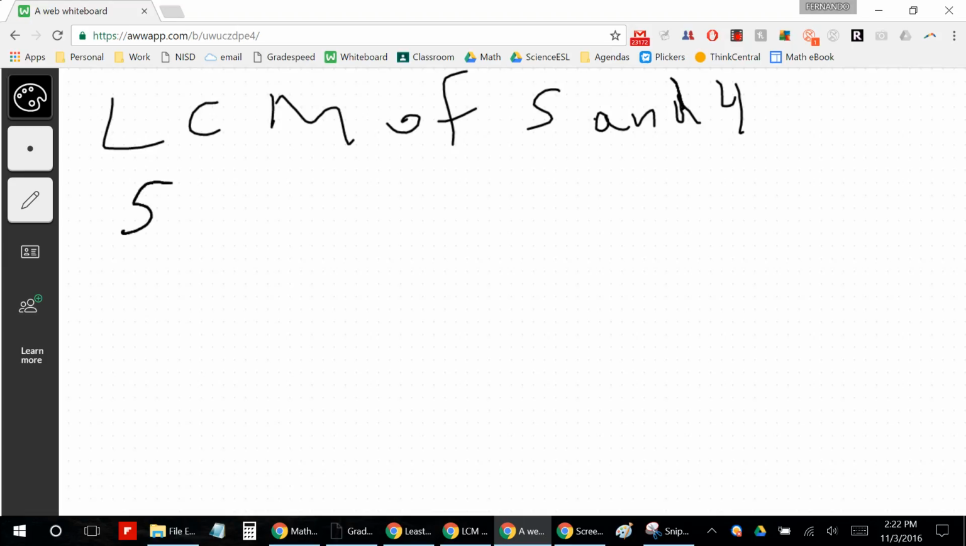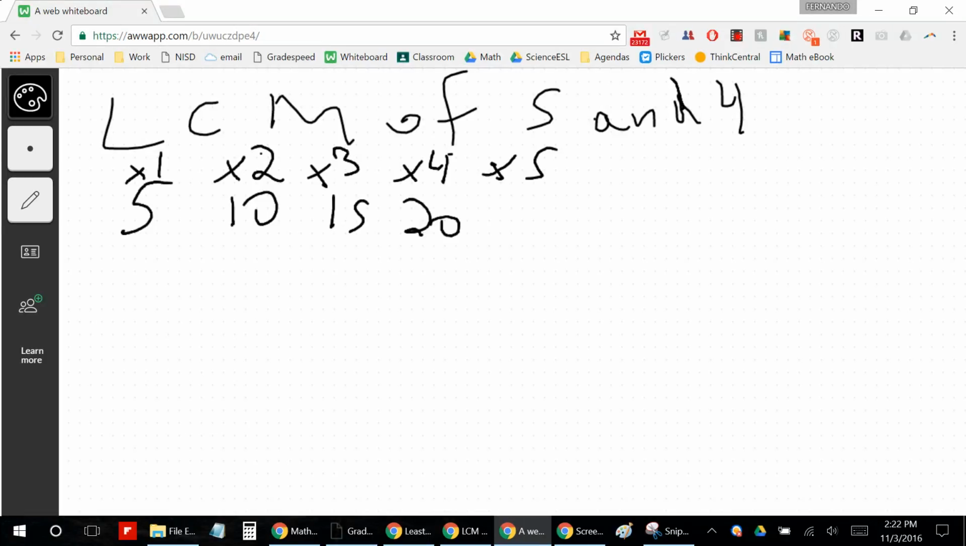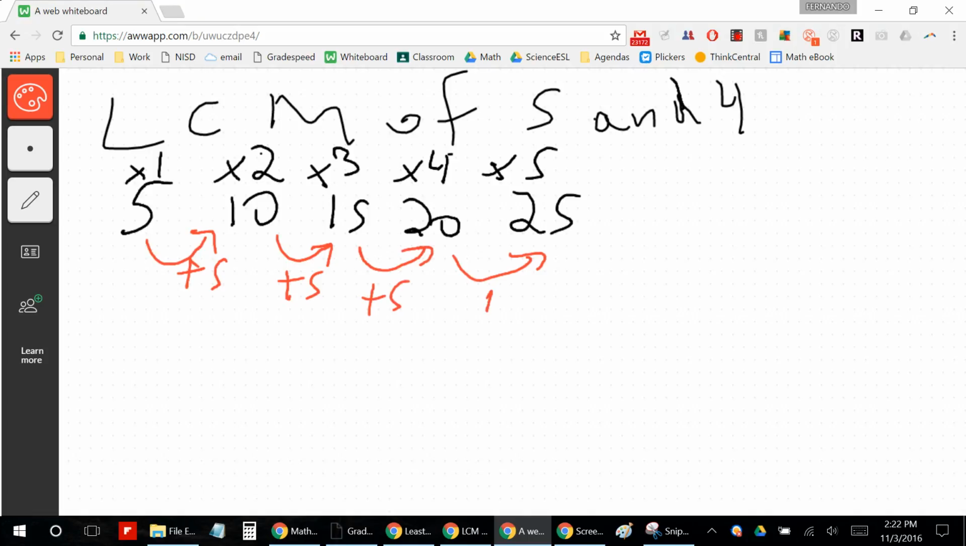So you have the number 5. Multiply by 1, you get 5, right? Multiply by 2, you get 10. Multiply by 3, you get 15. Multiply by 4, you get 20. Multiply by 5, you get 25. If you don't know how to do this, you just need to remember that each time you go from 1 to 2, you add 5. You add the number to itself, and that's how we reach the multiples.